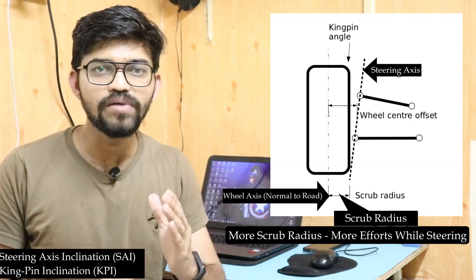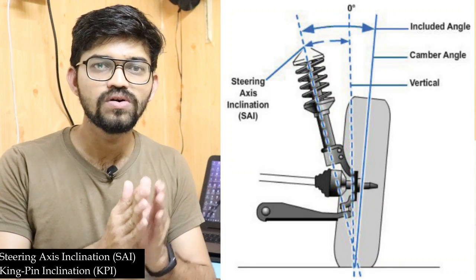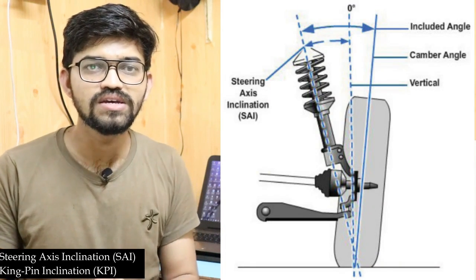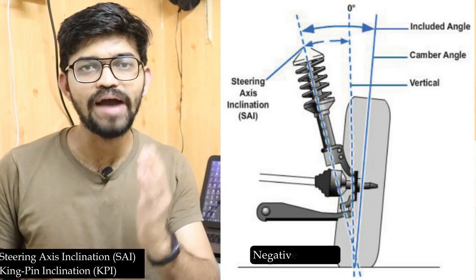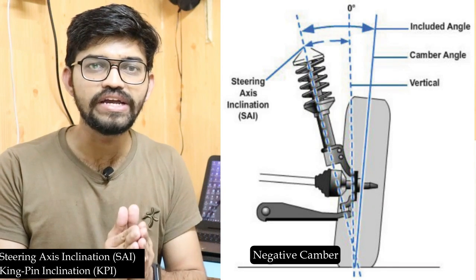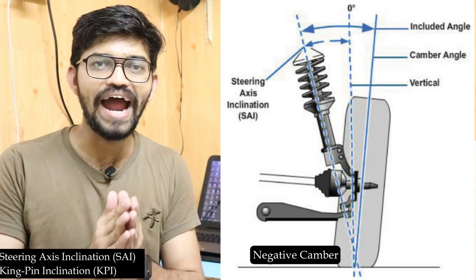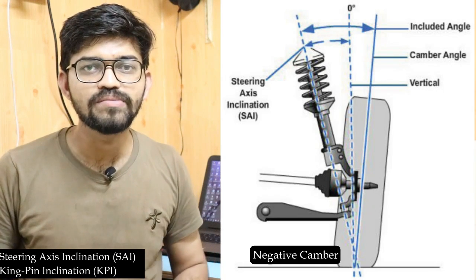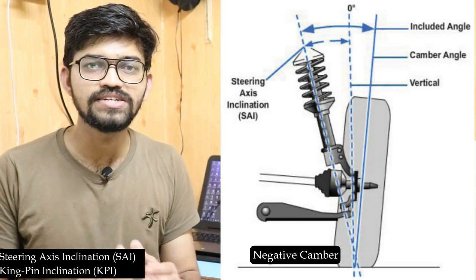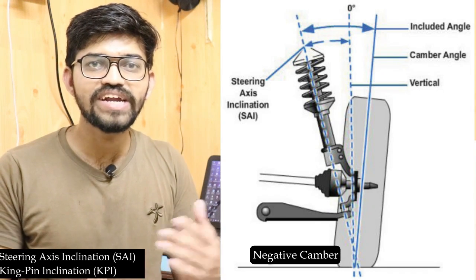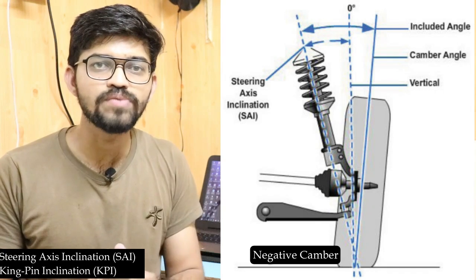The positive camber helps to improve the distance between this. It means the negative camber will reduce the scrub radius, and the reduction in the scrub radius will improve the stability and the steering geometry over here. So this is the kingpin inclination and steering axis inclination. Guys, this is all about the steering fundamentals that we have seen so far in this video.